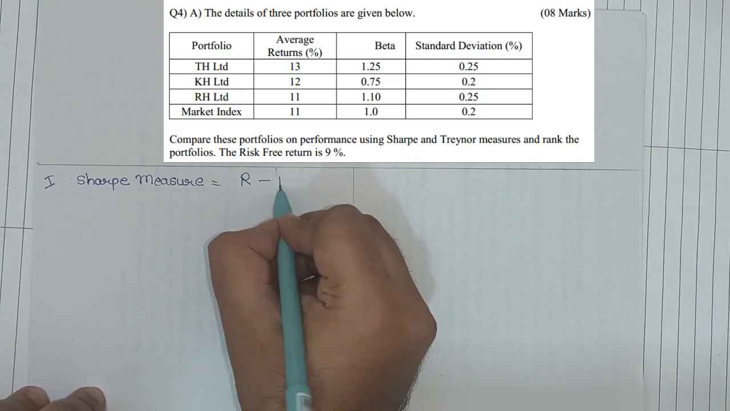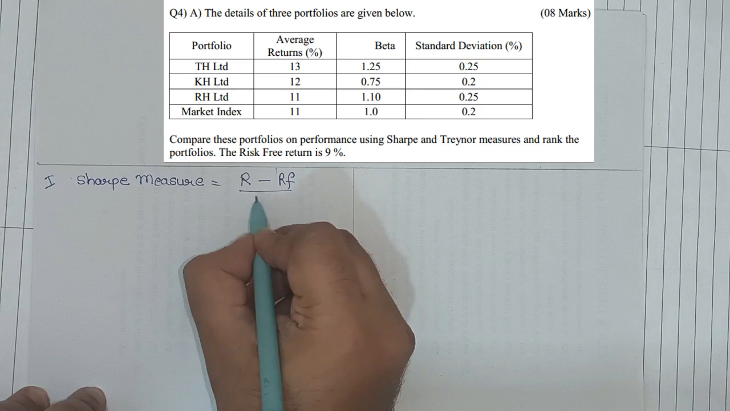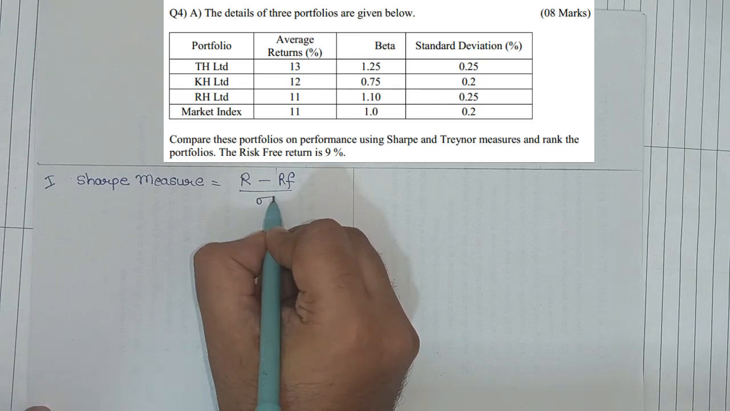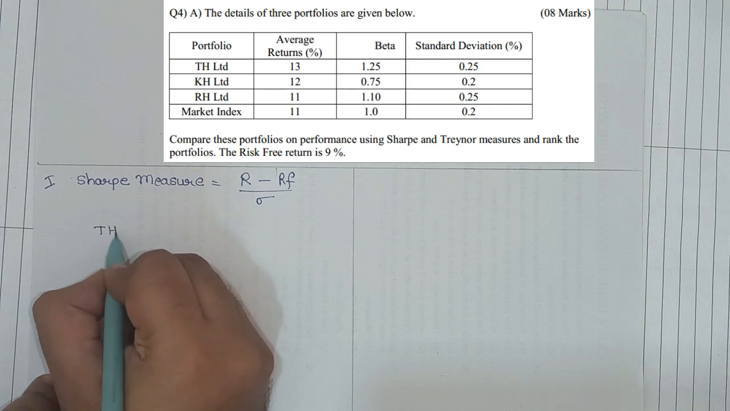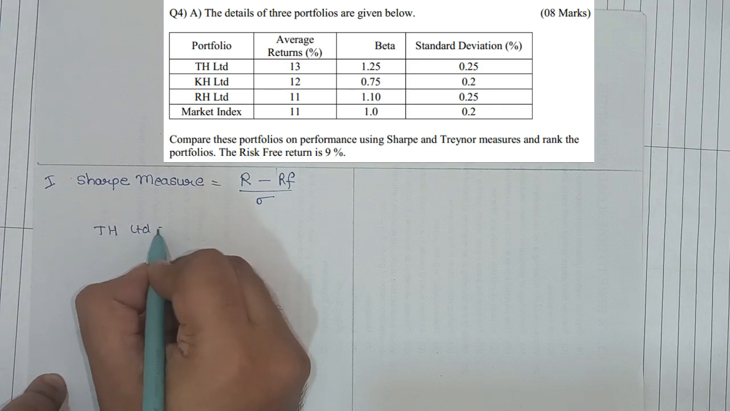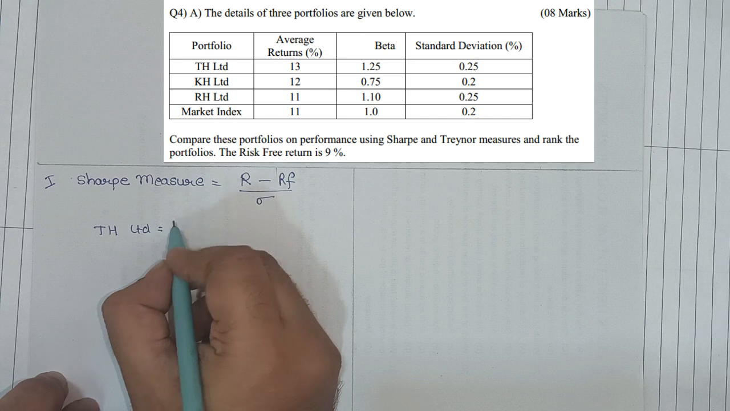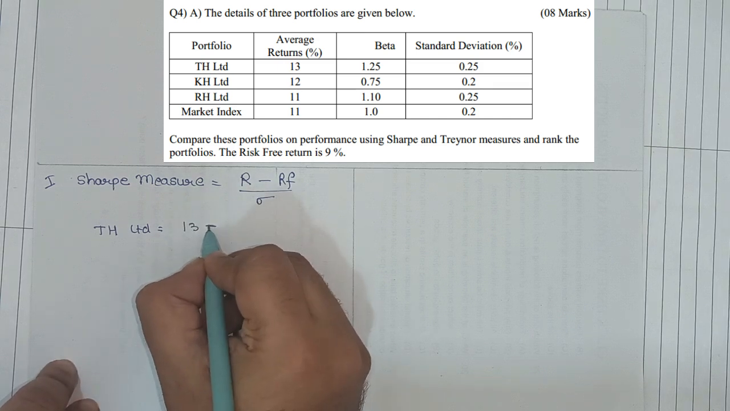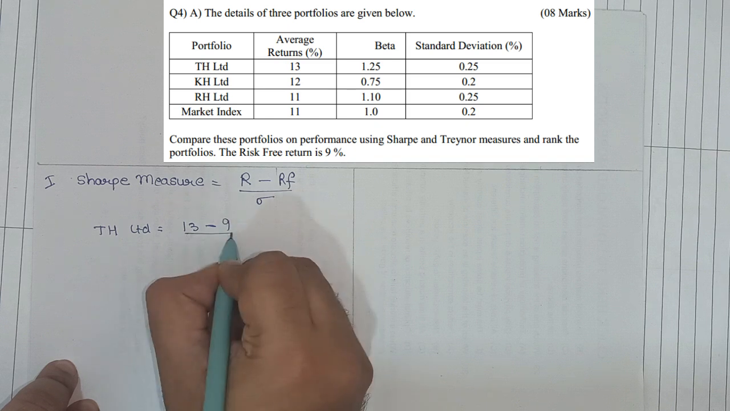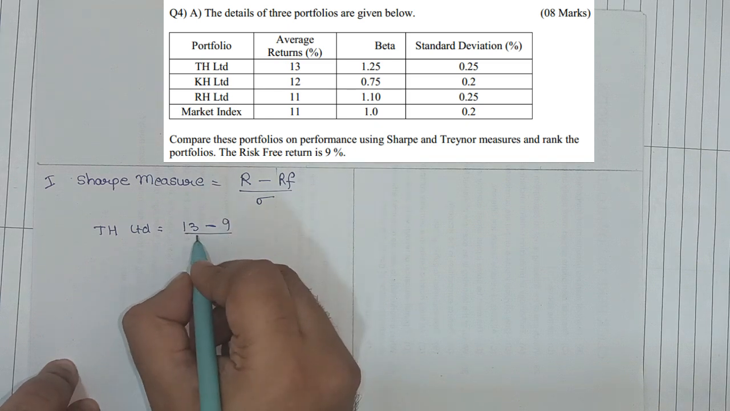The formula is return minus risk-free return upon standard deviation. Okay, now we have 3 companies, 3 portfolios. First portfolio, TH Limited. The returns are 13 minus risk-free return. Risk-free is 9, divided by standard deviation.